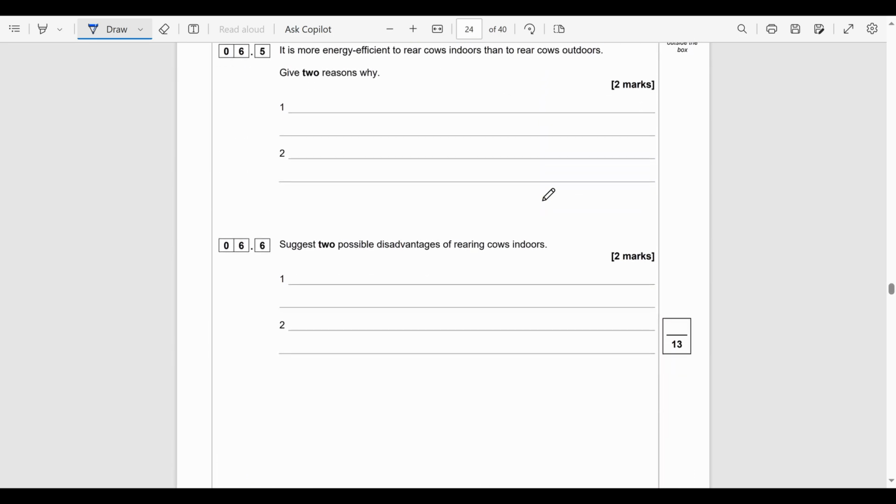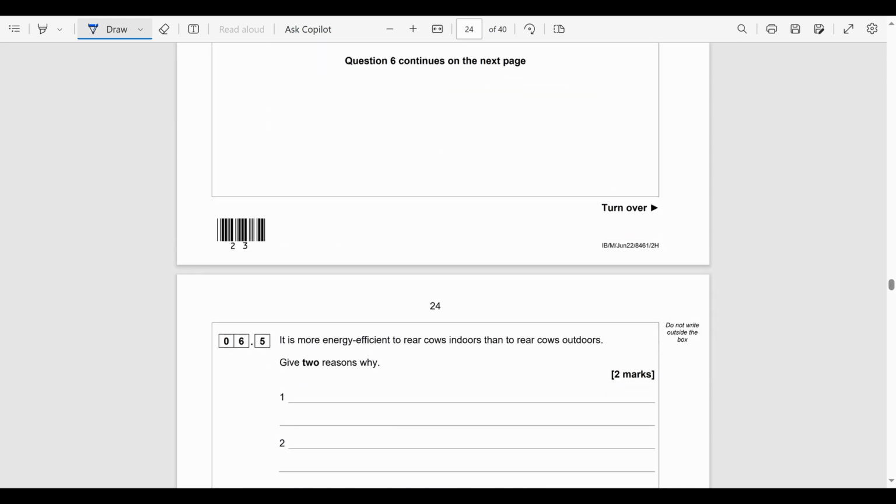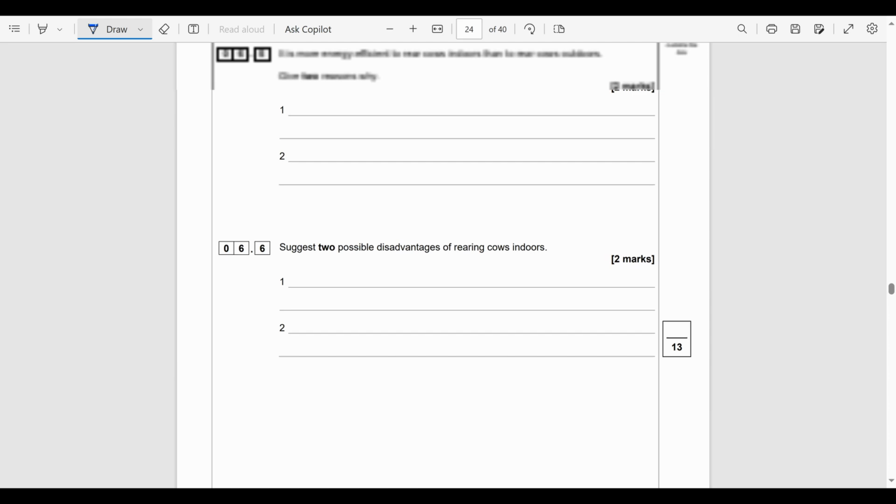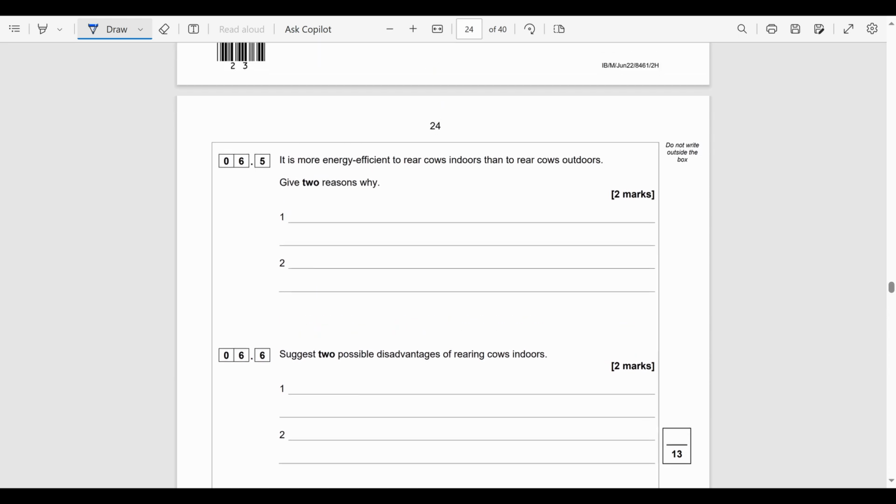6.5. It is more energy efficient to rear cows indoors than to rear cows outdoors. Give 2 reasons why. So we're thinking then in terms of converting the energy from our input to growth is going to be more efficient doing that for cows indoors than outdoors. So what might be the reasons then?